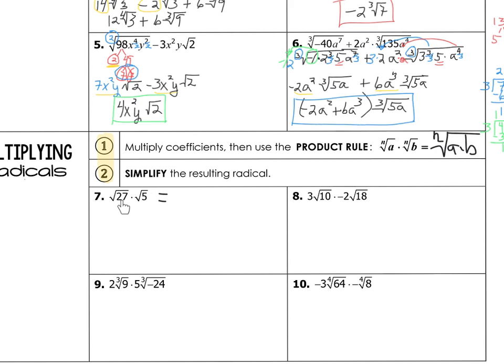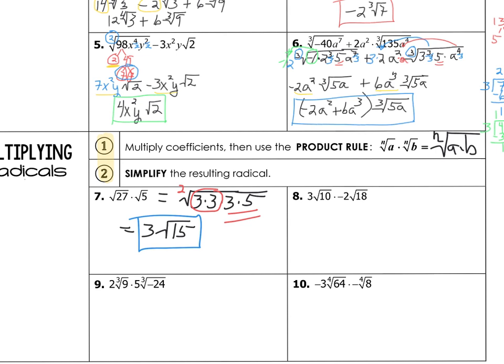For instance here, I'm not going to do 27 times 5 in case I can combine something from here to here, but 5 is a prime number. So I'm not going to multiply them because I can still break them apart and simplify. So 27 is 3 times 3 times 3, and then times the 5. Because my index is 2, I'm looking for groups of 2. So this 3 is going to come out in front, and you're going to have 3 times 5 left over. So you end up with 3 square root of 15.